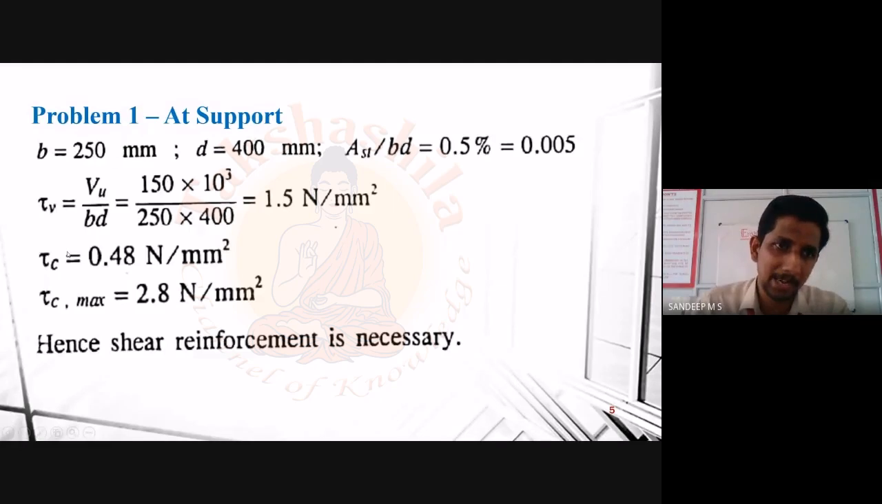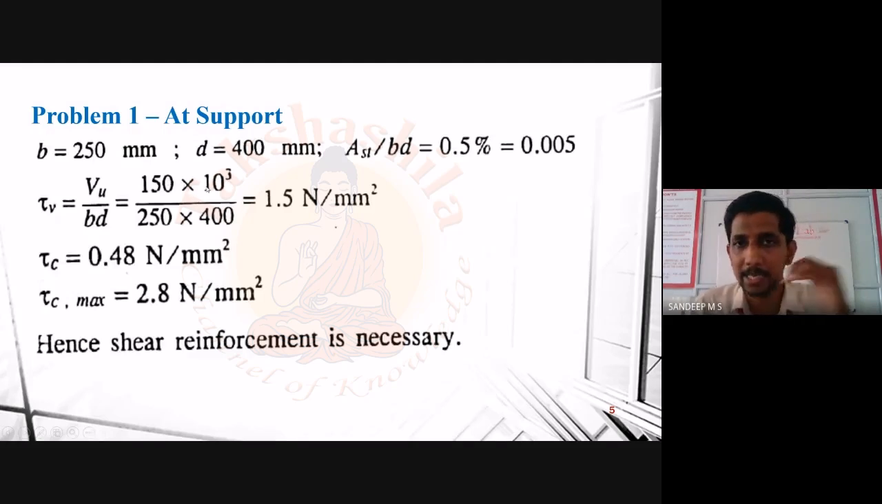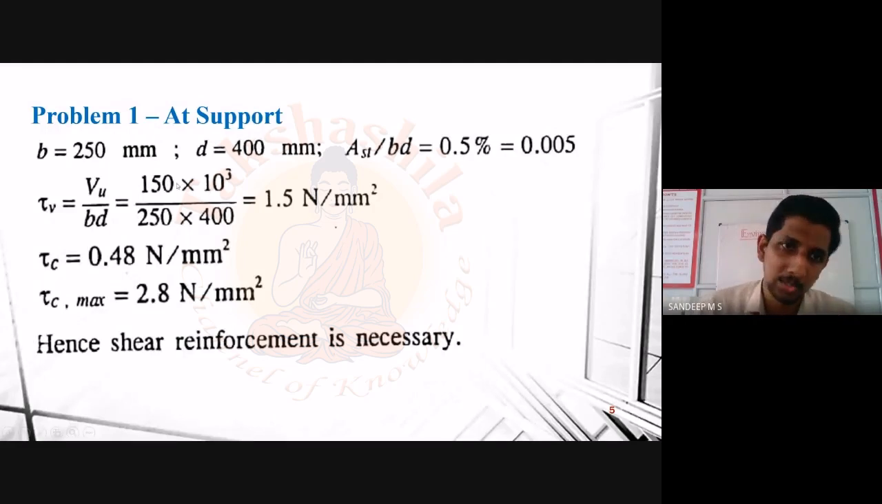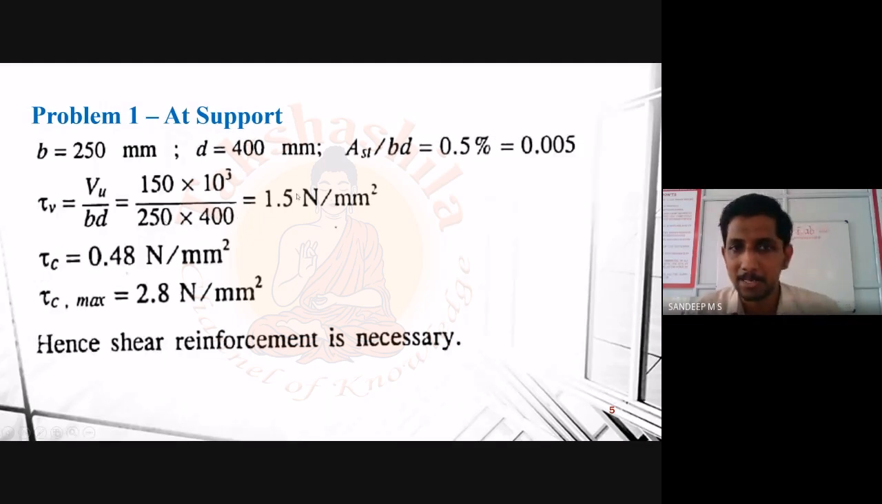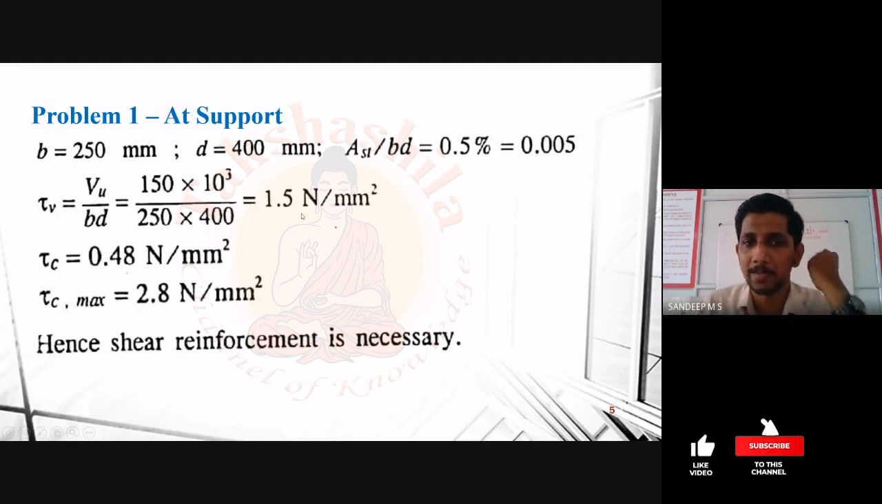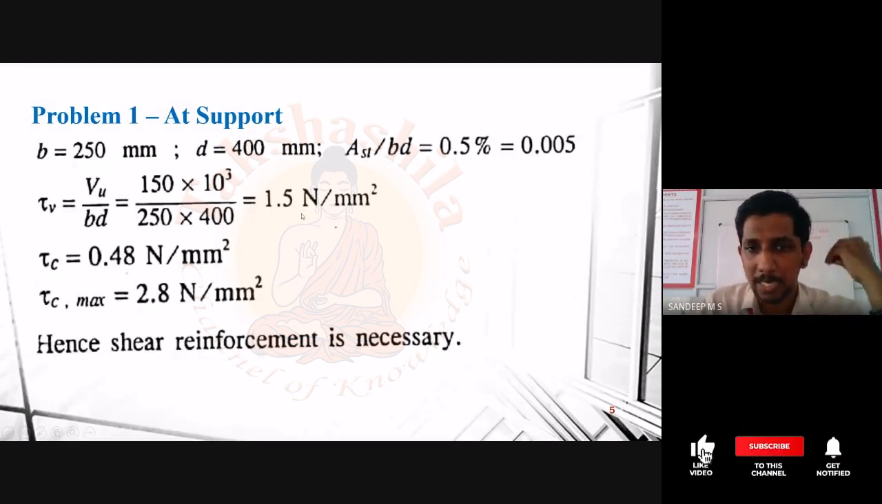Now, tau V can be calculated by VU by BD, and VU is directly given in the question, but please note it was given in kilonewton. So this is another area where students usually commit mistakes. When the units are different, you always have to convert into newtons and millimeters, then do the problem. So 150 kilonewton into 10 cube, which converts to newtons. Then we have 250 millimeter and 400 millimeter. So this will give our tau V as 1.5 Newton per mm square.